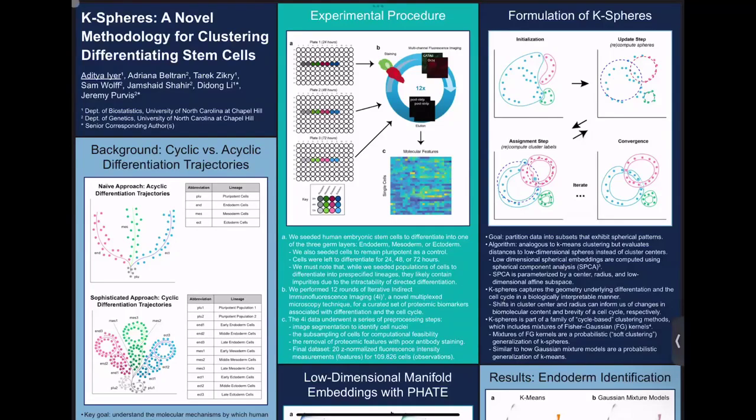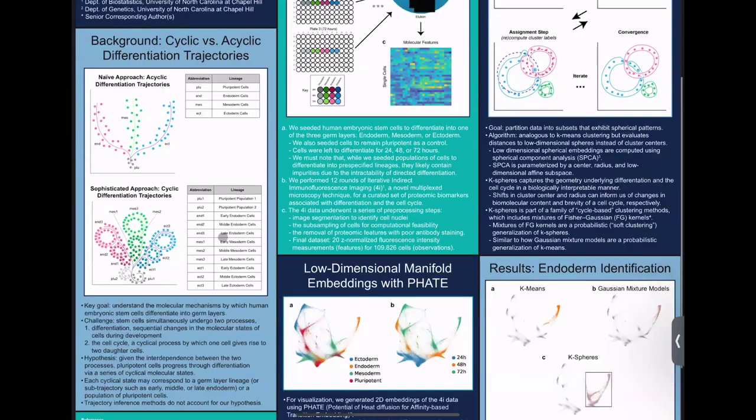Hello, I'm Aditya Iyer, and I will be giving a rundown of my poster titled K-Spheres, a novel methodology for clustering differentiating stem cells. This is coming from the labs of Dr. Jeremy Purvis and Dr. Lidong Lee at the University of North Carolina at Chapel Hill. Let's begin with the motivation and relevance of our method.